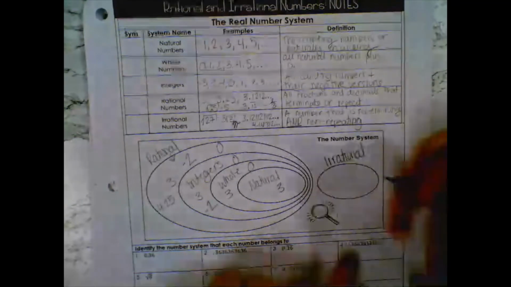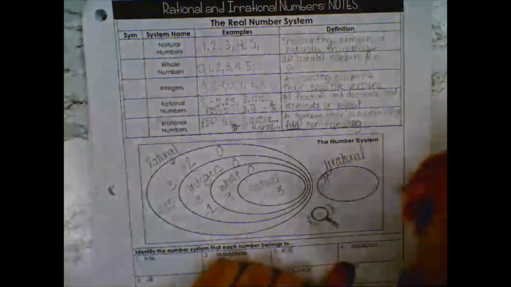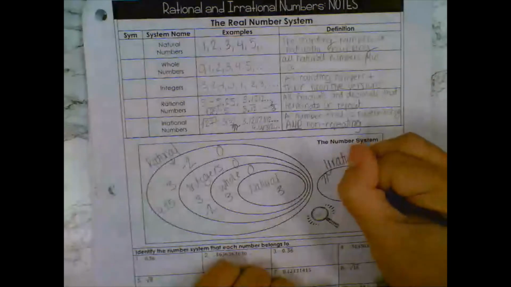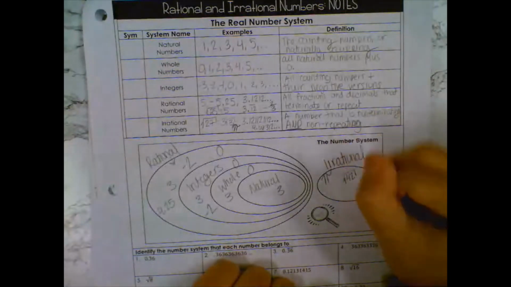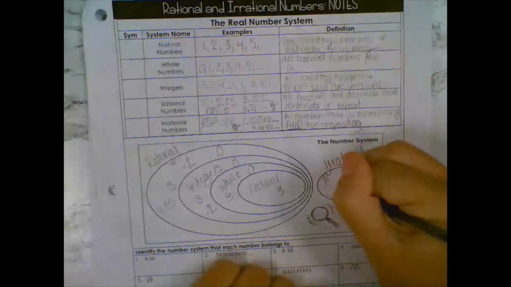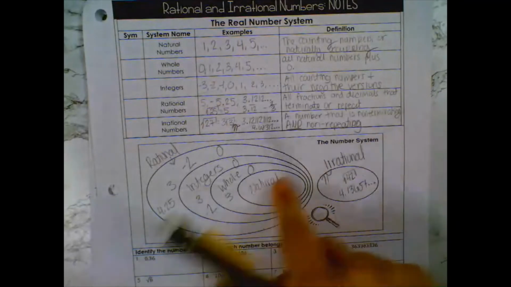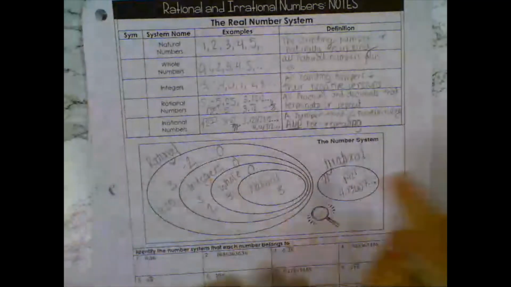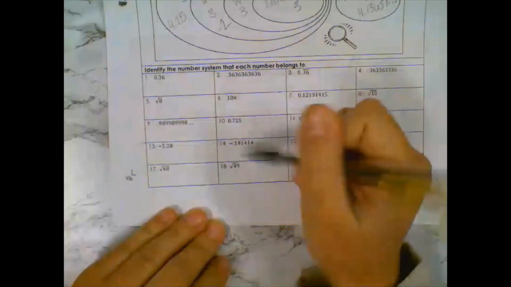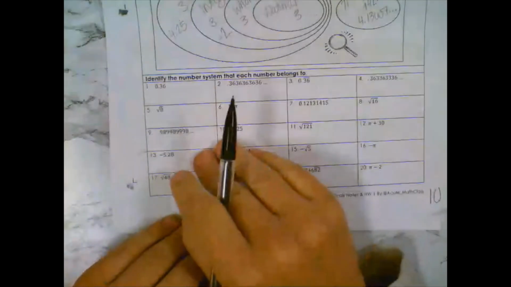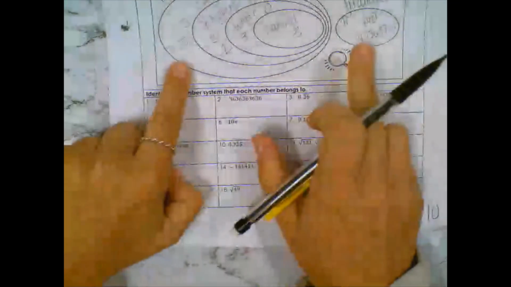And then irrational is so different. It's such a different concept that we have its own little category over here. It has nothing to do with this rational number. So it's important we visualize the difference between these two. Now, we're going to look at just identification, and I'm going to take you through about half of these and work on identifying whether these are rational or irrational. Which system does it belong to?